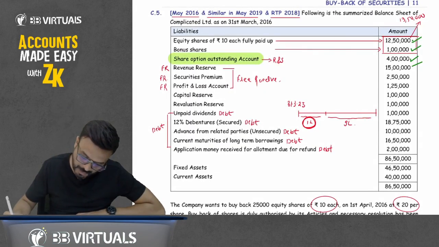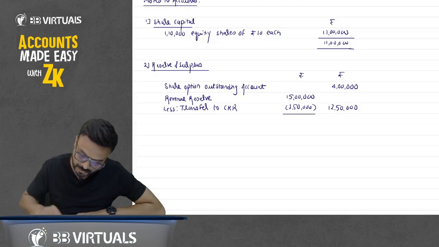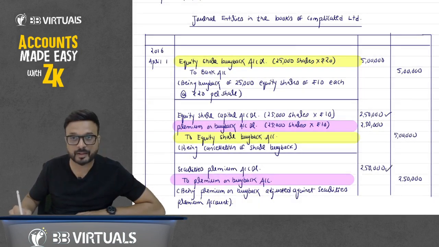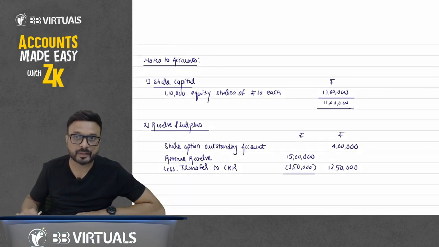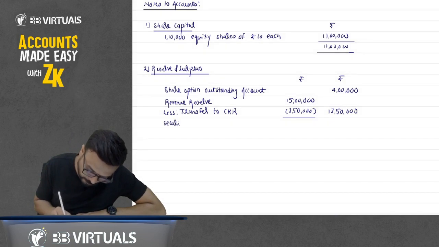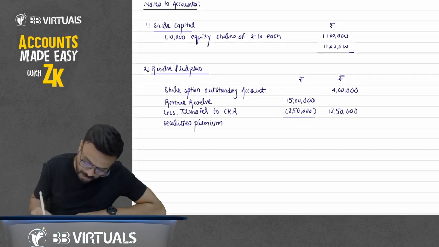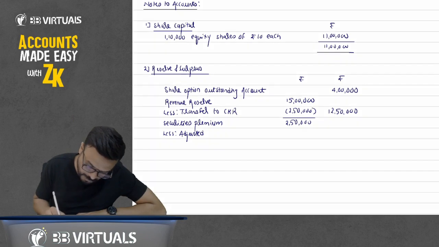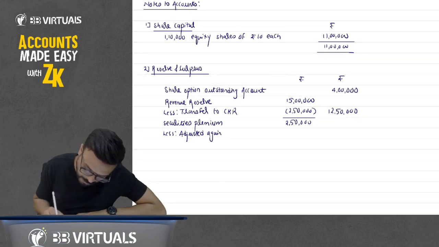Then after this we have securities premium 2 lakh 50,000. But we have utilized the securities premium here. We have debited here 2 lakh 50,000. So in the outer column zero will come. So write down there securities premium. How much do we have here? 2 lakh 50,000, less adjusted against premium on buyback.